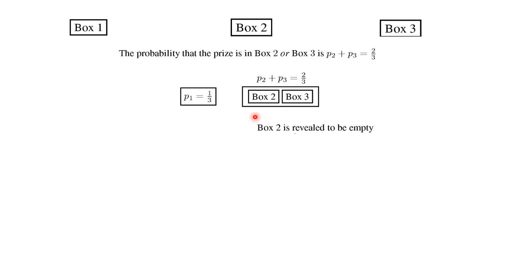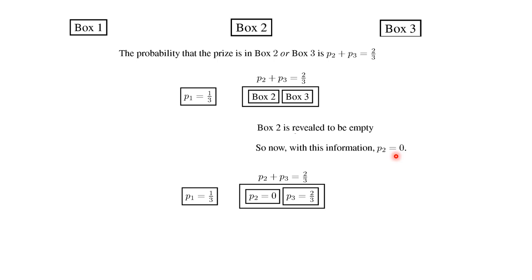But now box 2 is empty. So the probability that box 2 contains the prize is 0. P2 is 0. And that means P3 must be 2/3. And that then means that you should switch. If you remain with your original choice, the probability of getting a prize is 1/3. If you switch to box 3, the probability is 2/3.